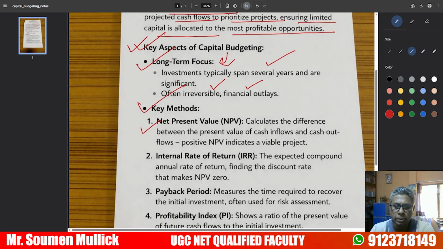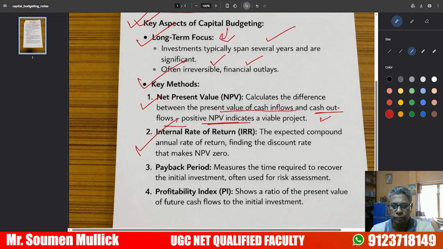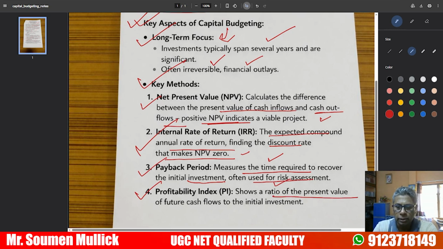It calculates the difference between the present value of cash inflow and cash outflow. A positive NPV, positive net present value, indicates a viable project. Internal rate of return is the expected compound annual rate of return, finding the discount rate that makes NPV zero. Finally, payback period, measuring the time required to recover the initial investment, often used for risk assessment. And the profitability index shows the ratio of the present value of future cash flow to initial investment.